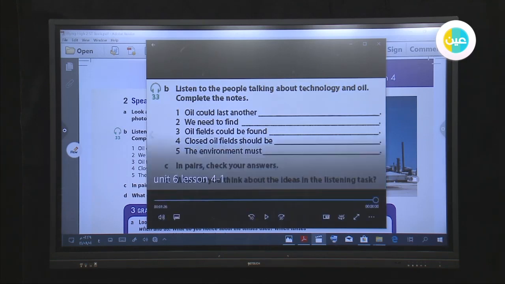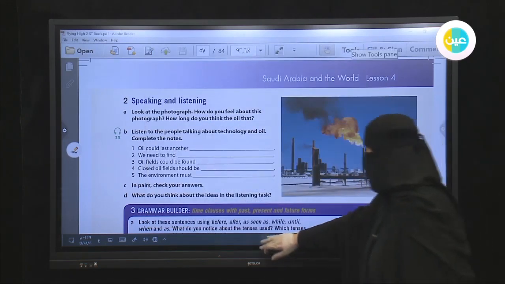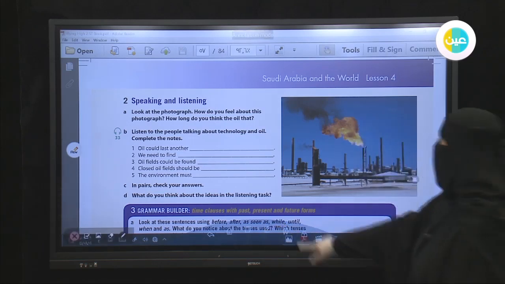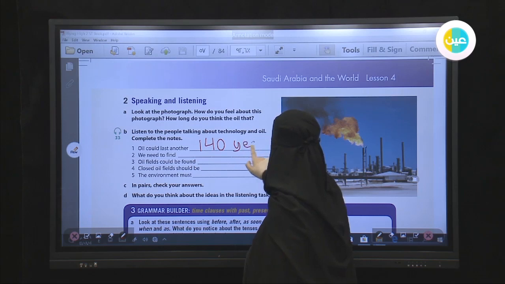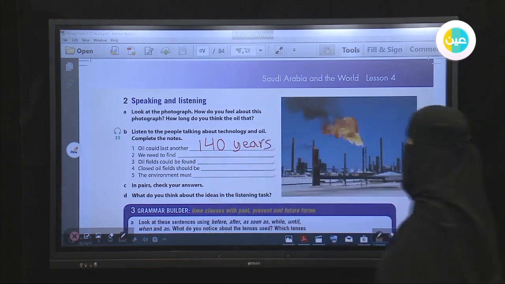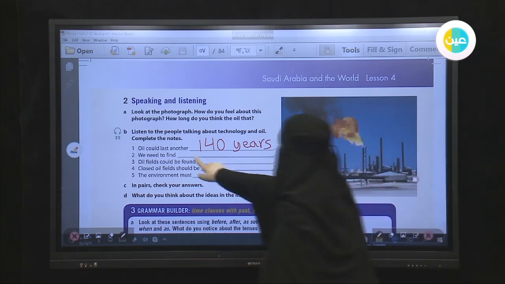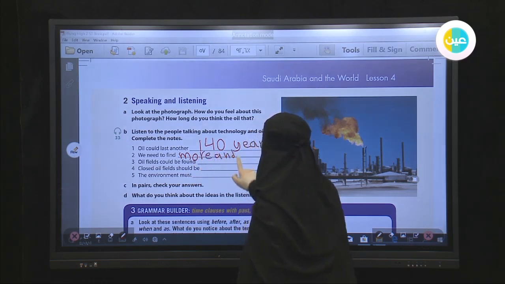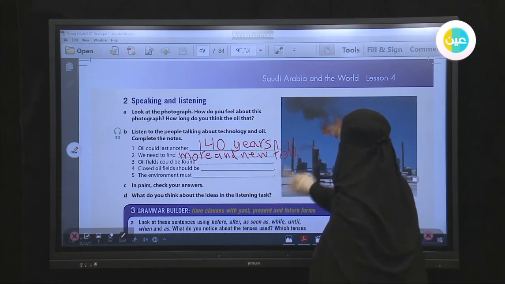Okay, now go to the sentences again and try to complete them. Number one, oil could last for how long or how much time? 140 years. It could last for 140 years. Two, we need to find what? We need to find more new fields because we need more oil.